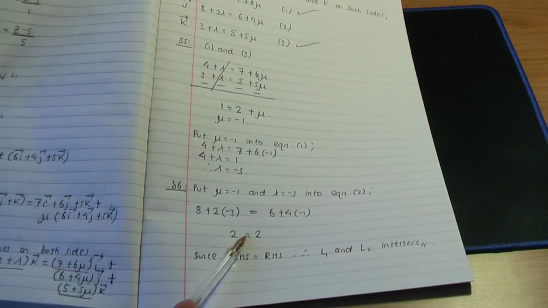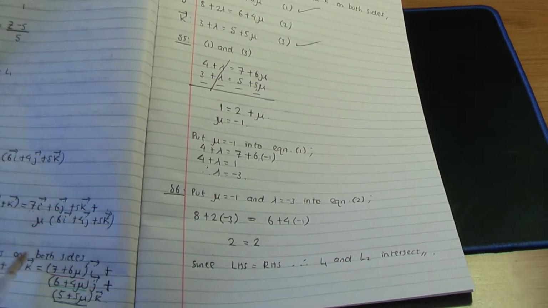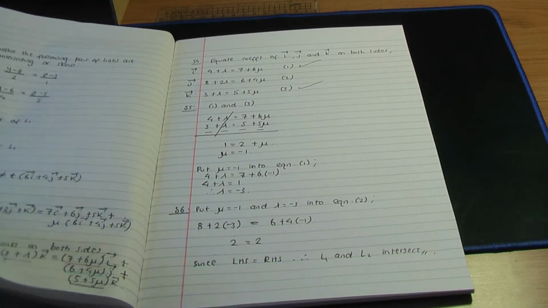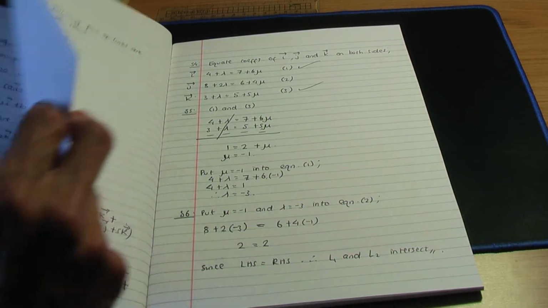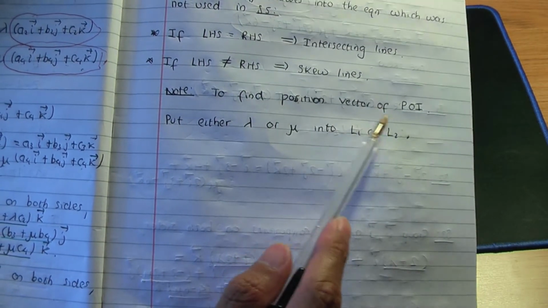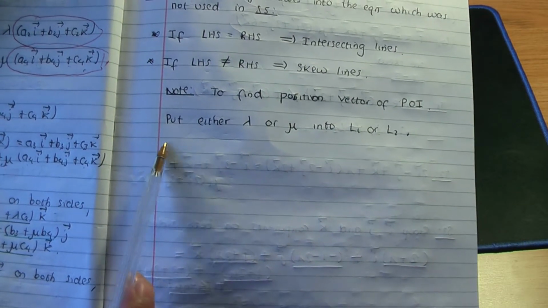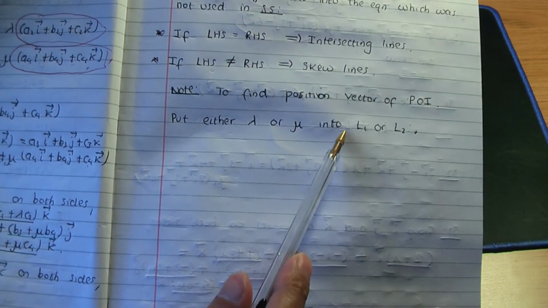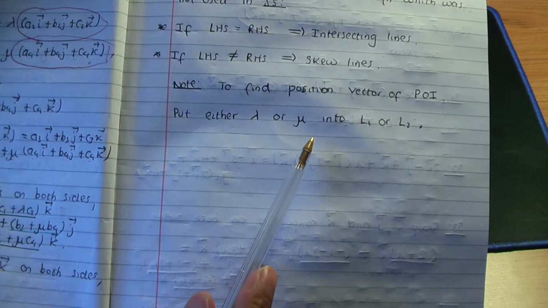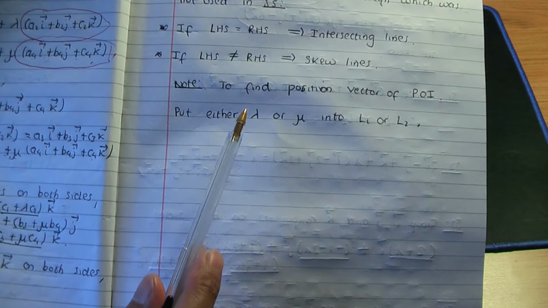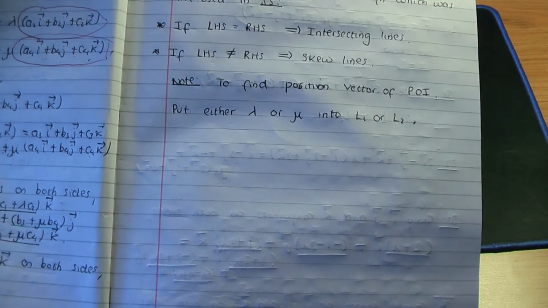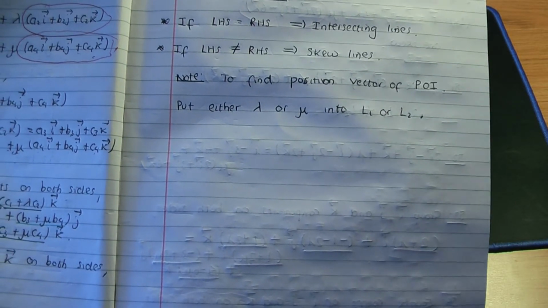Okay, so we've shown that these two lines are intersecting, but remember I made a note in the previous video, if they're intersecting lines, to find the position vector of the point of intersection, you can put either lambda or mu into the lines L1 or L2. It doesn't matter, you're going to get one point of intersection. So you can either put lambda into the first line or mu into the second line. You're going to get the same answer because you only have one point of intersection.